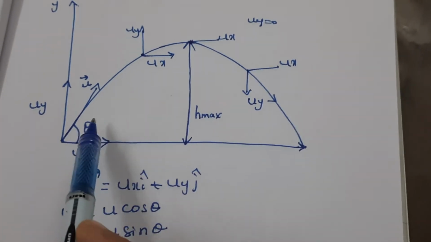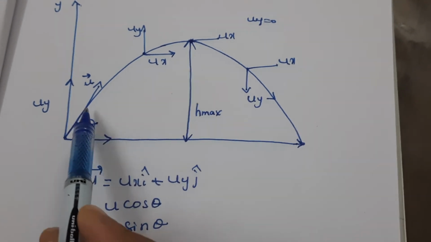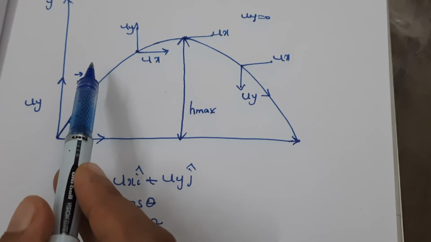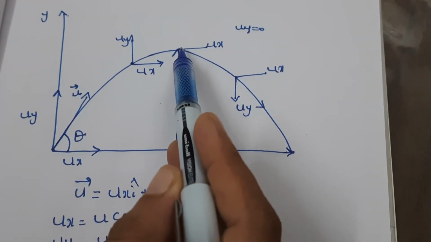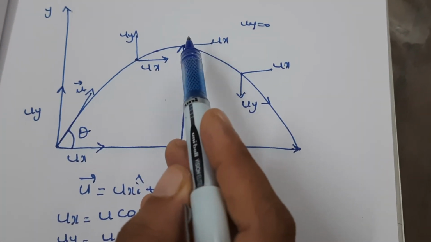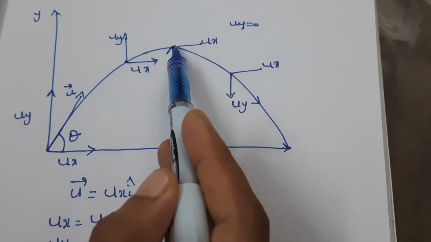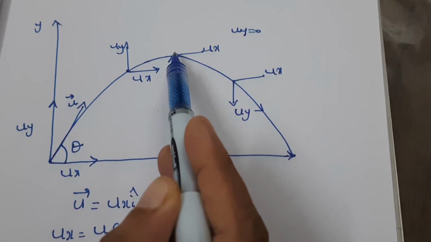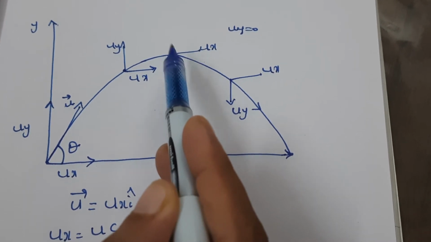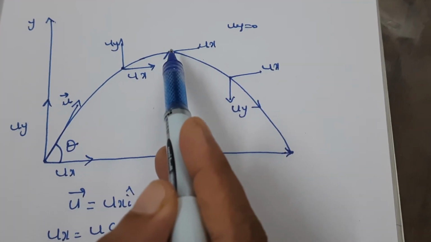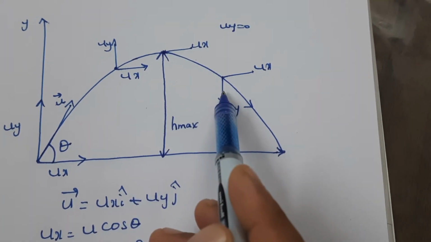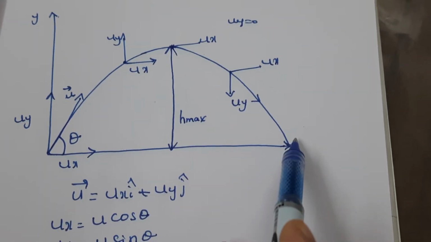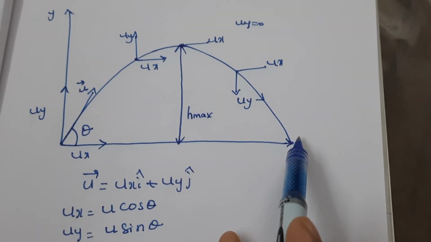Since the acceleration due to gravity is in the direction opposite to the direction of the vertical component, this component uy, that is a vertical component, gradually reduces to 0 at the maximum height. This vertical component of velocity reduces to 0 at the maximum height. At this maximum height, the gravitational force will push the projectile downward and it falls to the ground.